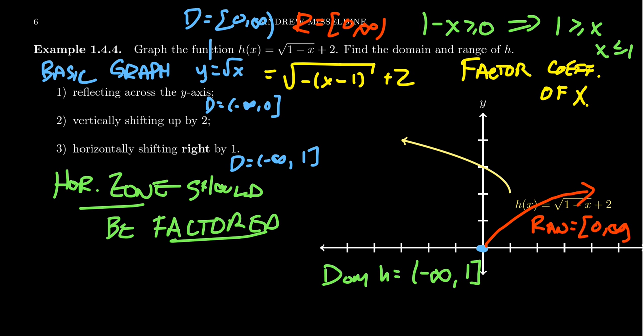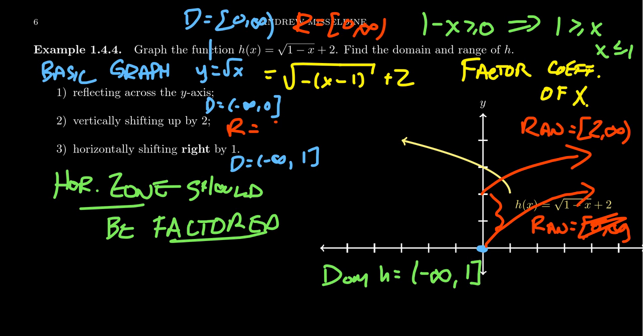Well, what happens if we shift everything up by 2? If we shift everything up by 2, we get a picture like this. The range would then change. It's not going to be this anymore, it's going to be 2 to infinity, right? The range goes up when you shift it up by 2. And so the range would then go from 0 to infinity to 2 to infinity.